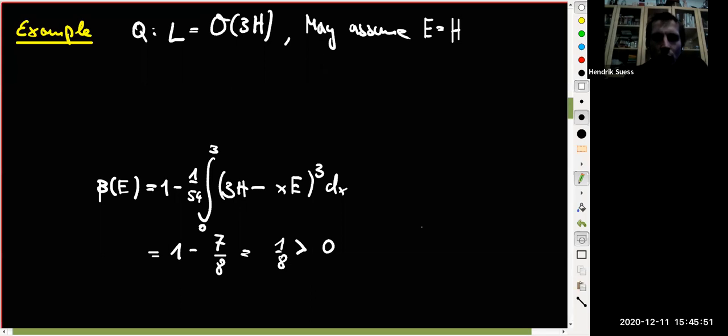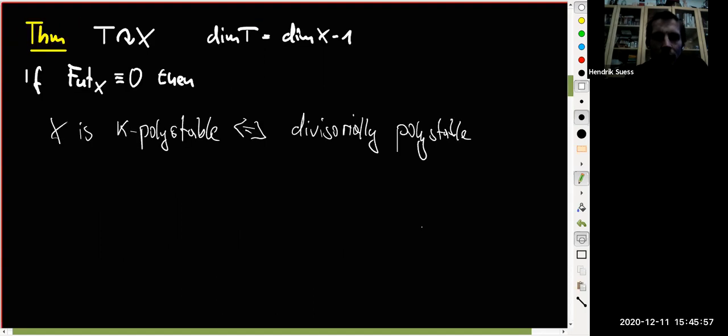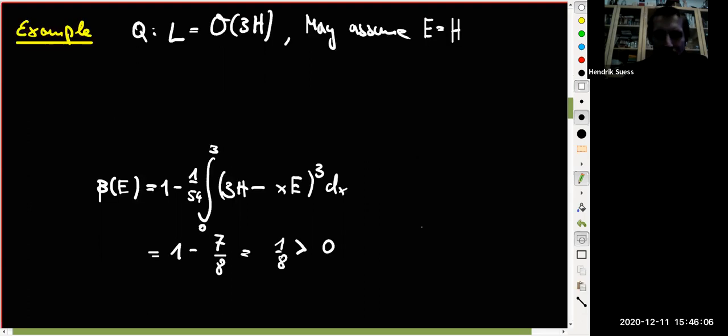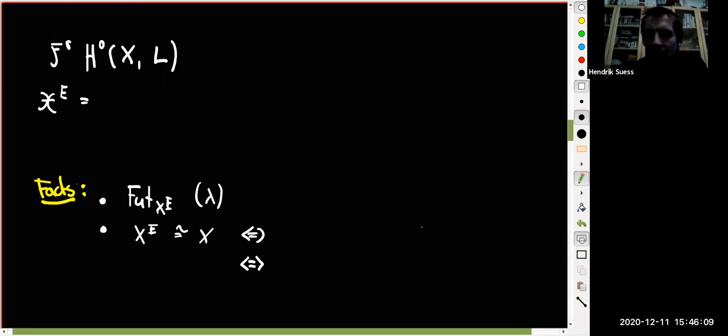Okay, now let's maybe turn to the proof of the theorem which I just presented, that once the Futaki character is zero, it's sufficient to check divisorial polystability. Before doing this, maybe let me remind you how the connection of the both sides on my first board actually works. And we have seen this at least a few times in this conference already. So what's the idea? How are beta invariants connected to test configurations?